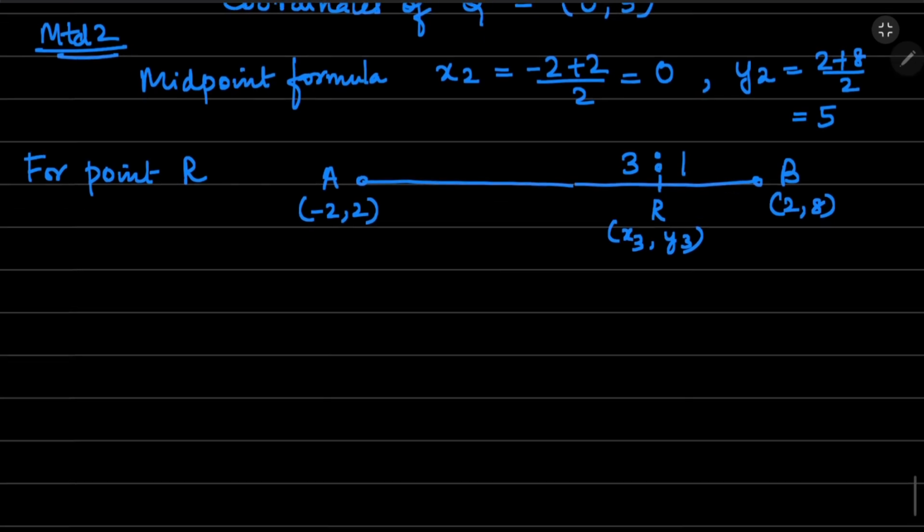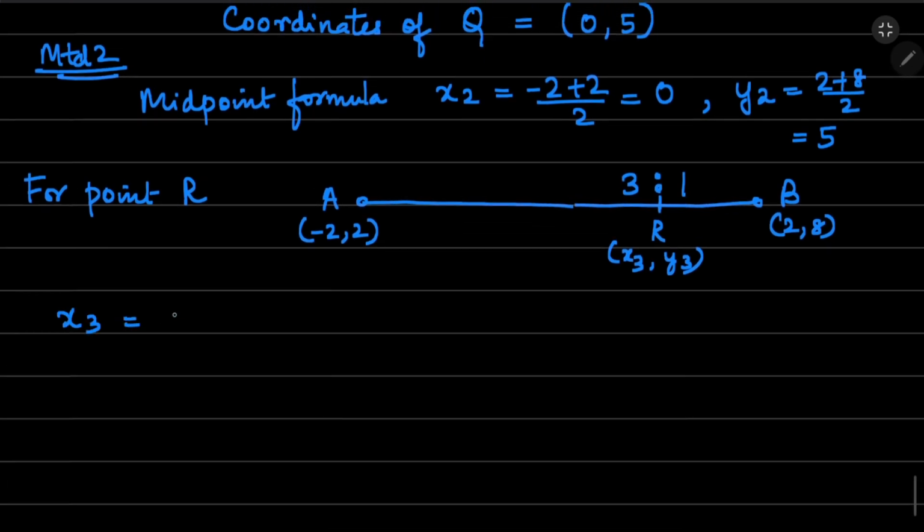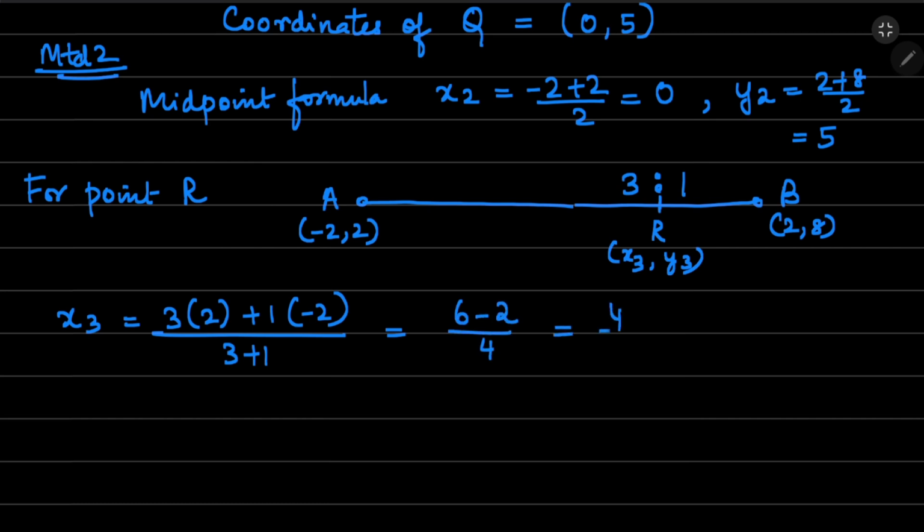Let us calculate x3. So x3 is equal to (3 into 2 plus 1 into minus 2) divided by (3 plus 1). So this is equal to (6 minus 2) by 4, which is 4 by 4, which is equal to 1. Right? The x coordinate of point R is 1.